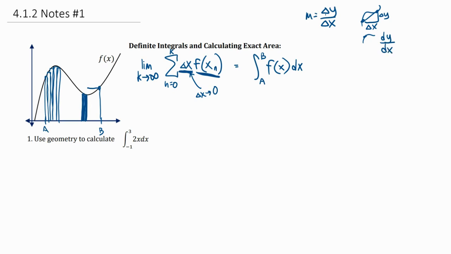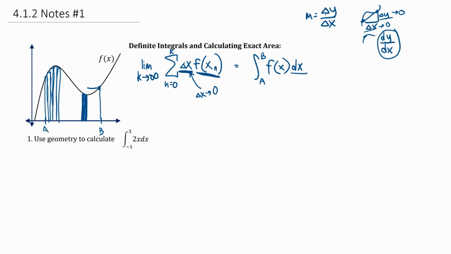And that was the actual derivative, right? And that's when delta y and delta x are approaching 0. That's where this notation of dy dx comes from. It just means your change in y and your change in x are both approaching 0. So dx here is the same thing. It represents your width approaching 0.